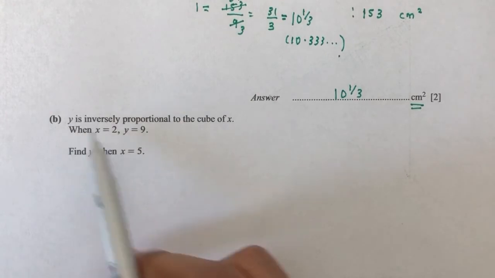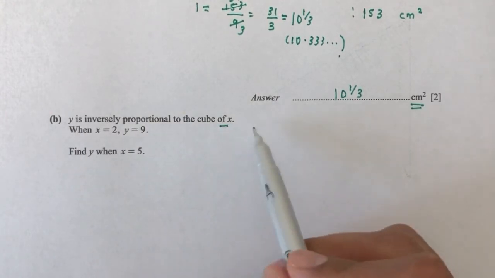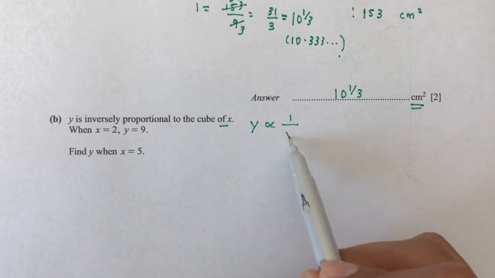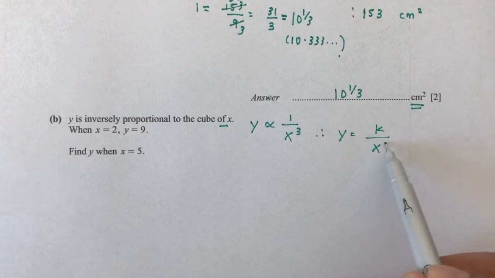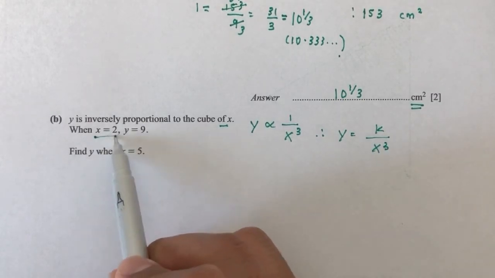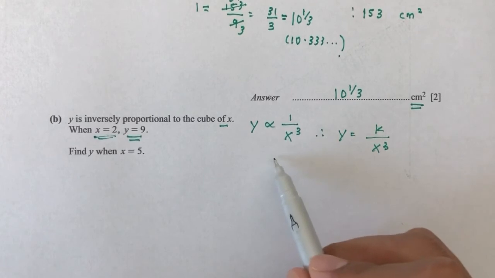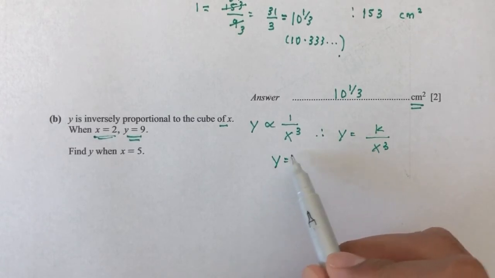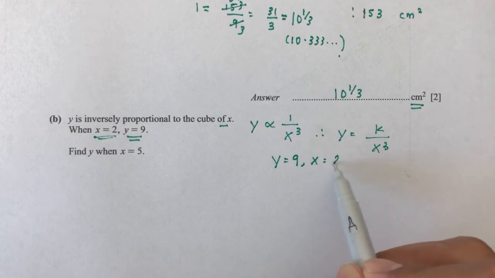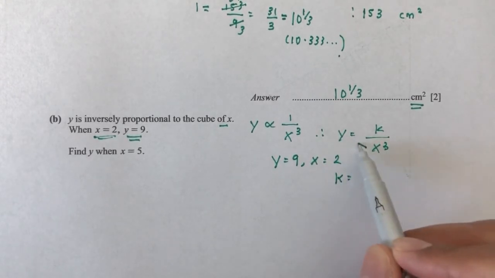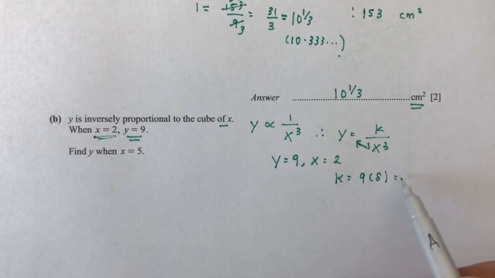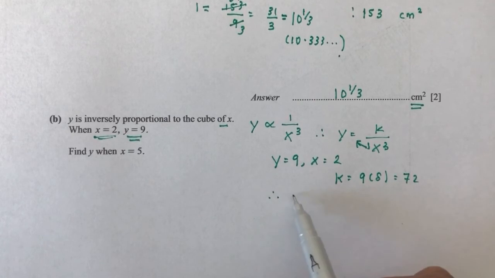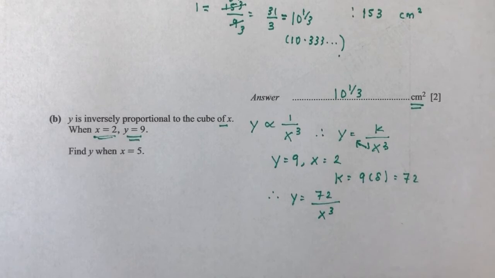Now part B, y is inversely proportional to the cube of x, which means y is equal to k divided by x cubed. When x equals 2, y equals 9. So find the value of k. k will be, you cross multiply those two, 9 times 8 will be 72. So y is 72 divided by x cubed.